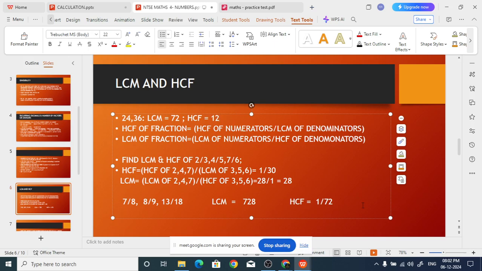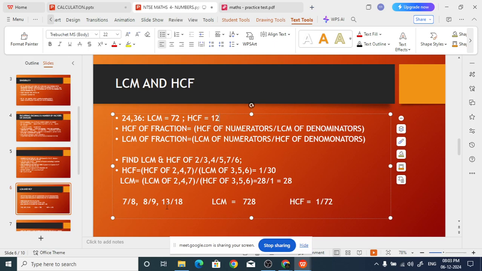Are we getting 7 by 8, 8 by 9, 13 by 18? Say for example, we will take one by one. LCM of 7, 8 and 13. Like that, you have to find both HCF and LCM for the numerator. Similarly for the denominator, find HCF and LCM, then use the formula and find out. So the value comes LCM equals 728, HCF comes 1 by 72.